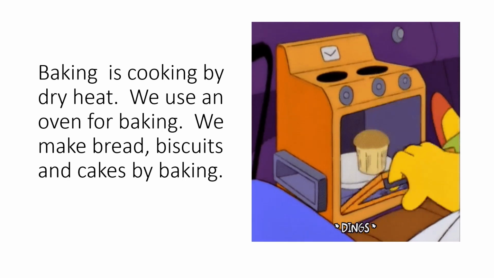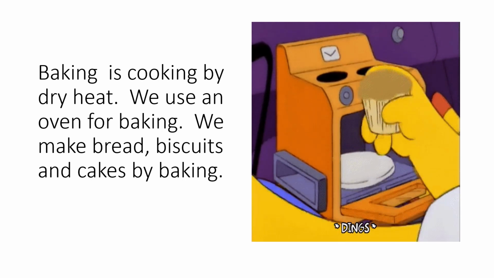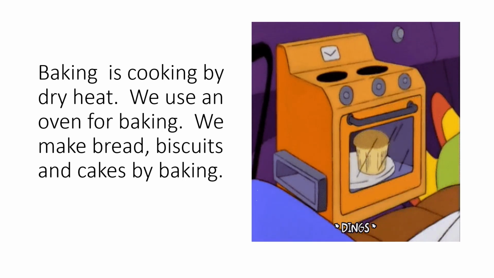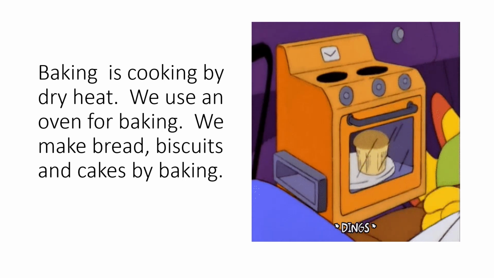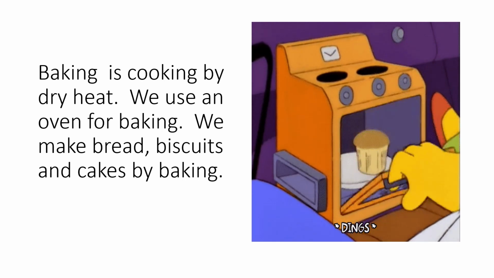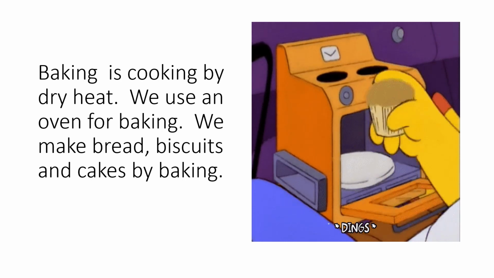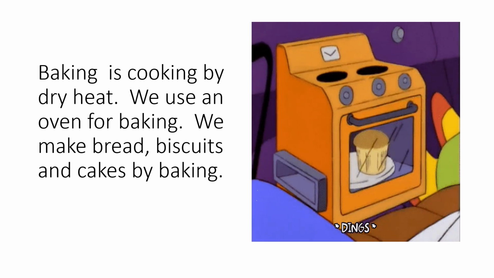So now let us read about baking. Baking is cooking by dry heat. We use an oven for baking. We make bread, biscuits and cakes by baking. Let us learn some of the new words here. B-A-K-I-N-G, baking. D-R-Y, dry. H-E-A-T, heat. O-V-E-N, oven. It's either oven or oven, children. Both the ways are correct.